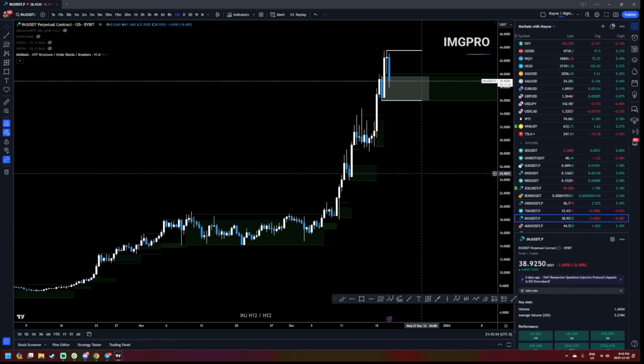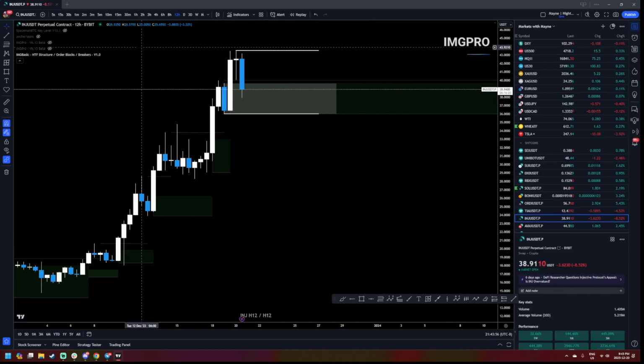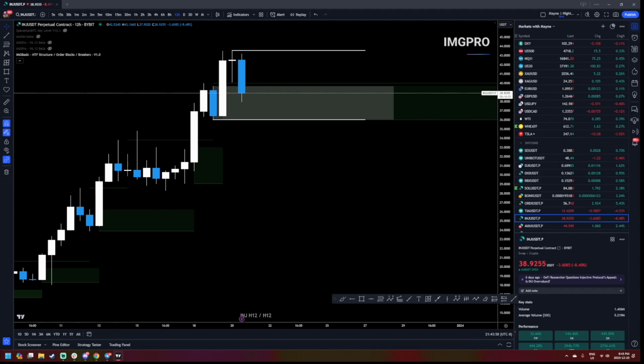So here we have ING. As you can see here, I already had these levels marked myself. Here is your H12 low. 3 candle swing makes a low. There's your H12 high. 3 candle swing makes a high. And you can see the indicator has marked those levels out for me.